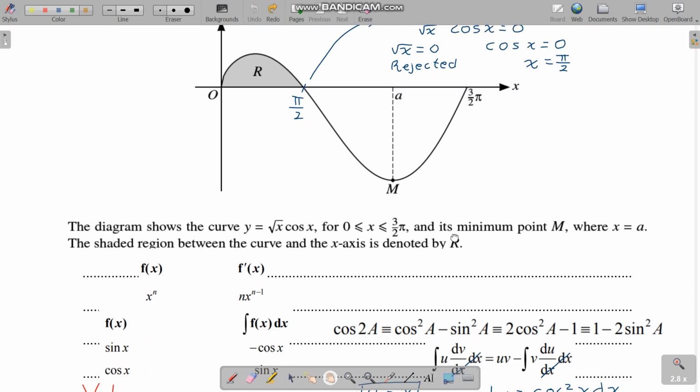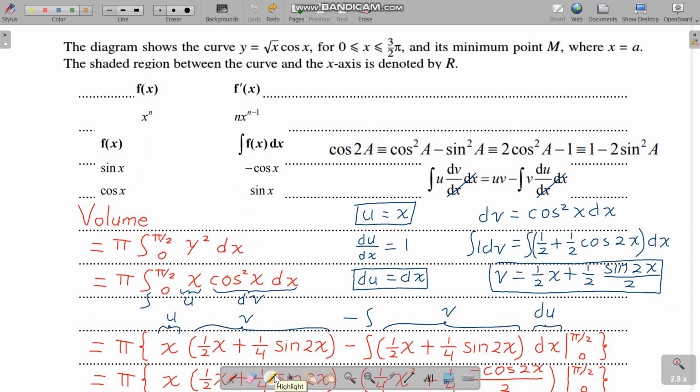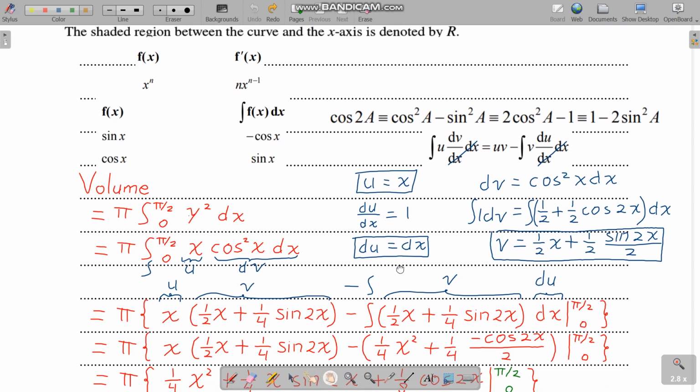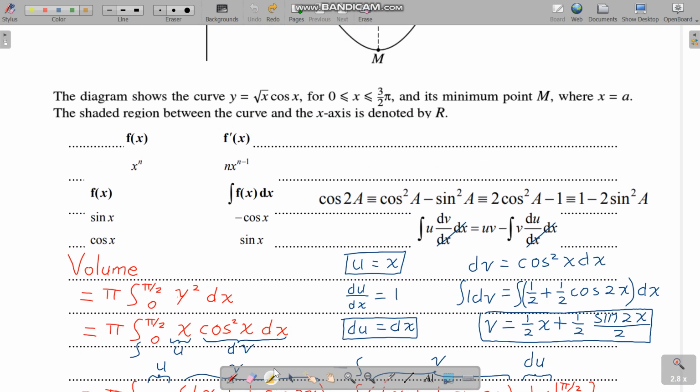So the volume is pi integral from 0 to pi over 2 of y squared dx. This is just like pi r squared, but it's y squared dx. That's the volume formula, and the y is this function, so this is what we need to integrate. If we're using y squared, we have to square this, so it is x cos squared x.